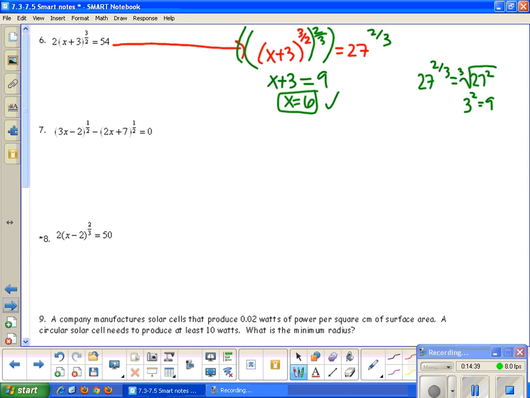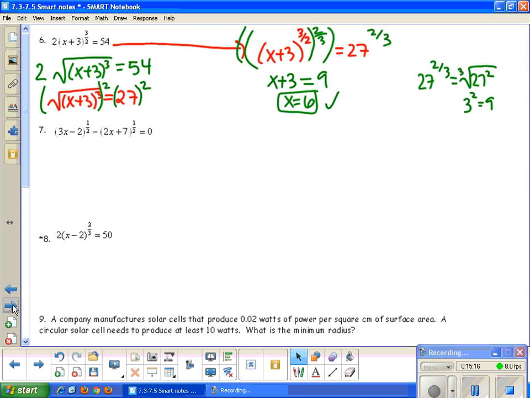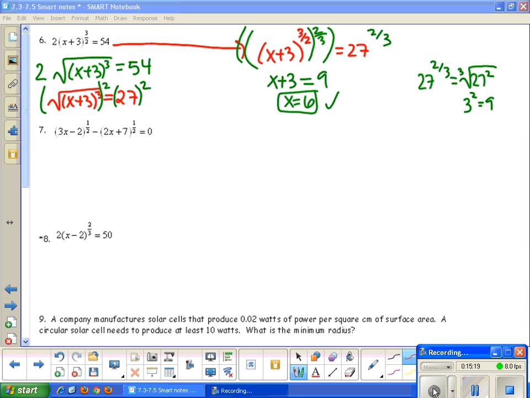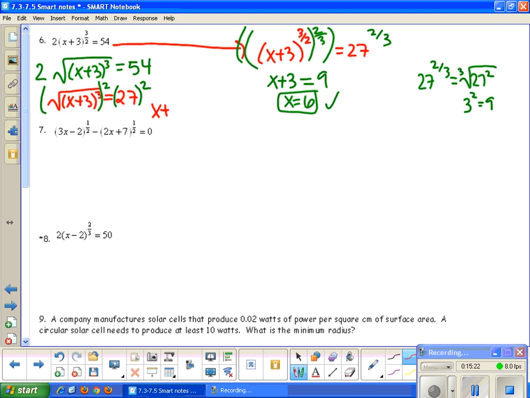I could have also put this in radical form in the beginning if I wanted to, so I could have done 2 times the square root of x plus 3 cubed equals 54, and then I could have isolated like I did before. So I could, in this case, divide the 2 and I get the square root of x plus 3 cubed equals, and then 54 divided by 2 is 27. How do I get rid of index of 2? I take both sides to the power of 2. So when I do that, I get x plus 3 equals 729.